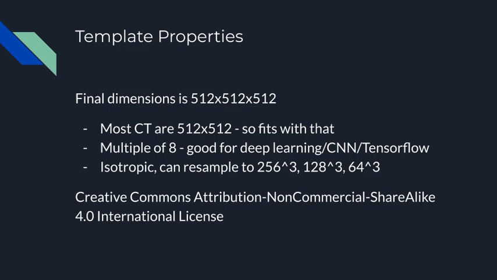We padded the Z direction to 512 slices to make the template a cube. Most CT scans have axial slices of 512 by 512, so this integrates easily with this data. Also, as a cube, and a multiple of 8, it aligns well with the needs of deep learning models, notably convolutional neural networks and the TensorFlow framework. It is easily downsampled to other dimensions, remaining as an isotropic cube, which is important as some GPU memory restrictions may need smaller images. As with CQ500, it is released under the same license.